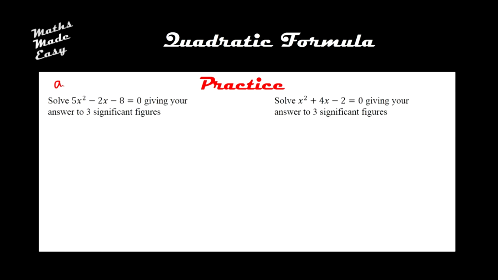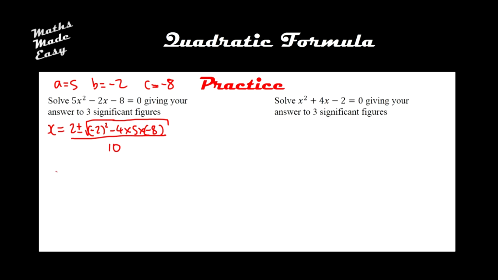Okay, here are the answers then. So we have a equals 5, b equals negative 2, and c equals a negative 8. So x equals 2 plus or minus the square root of negative 2 squared minus 4 times 5 times negative 8. All of this divided by 10.